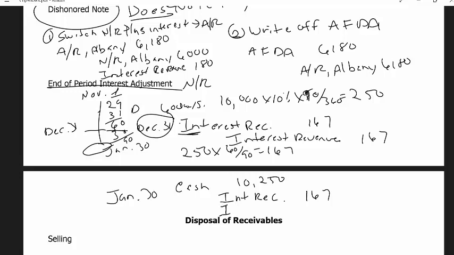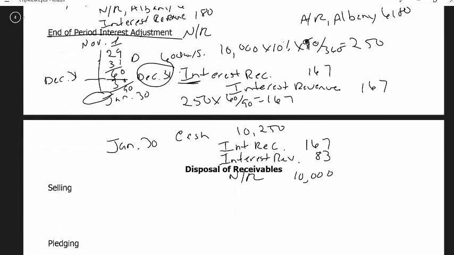And then I need to recognize the other 30 days of interest revenue of $83. And then, of course, you need to get rid of the note receivable of $10,000. So that would be your entry. Hopefully that makes sense.